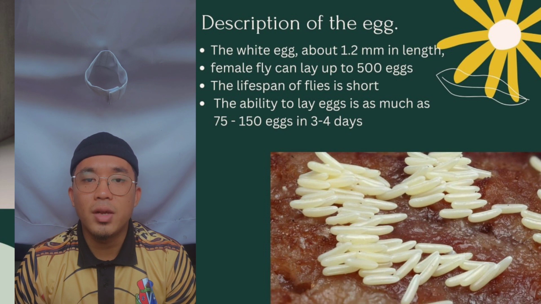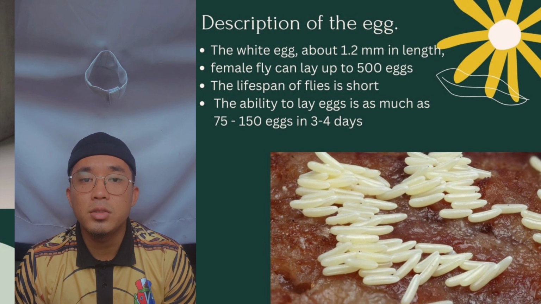The lifespan of flies is short, at around 7 to 25 days, and they have a short life cycle and very quickly reproduce from egg, larva, pupa and adult. Fly eggs measuring 1 to 2 mm in length are laid by the female parents arranged in a group containing up to a maximum of 50-100 eggs each. The ability to lay eggs is as much as 25 to 150 eggs in 3 to 4 days.